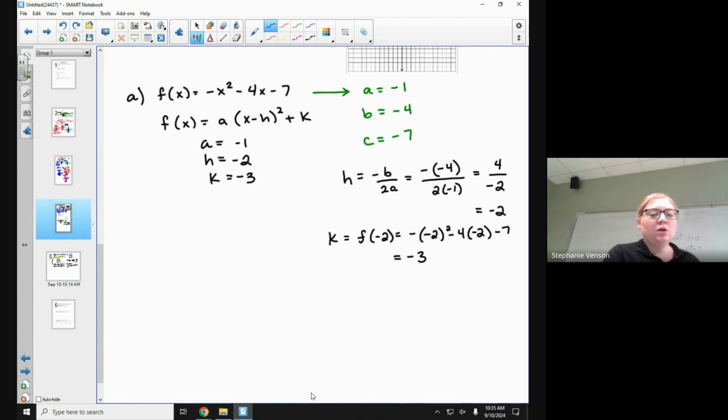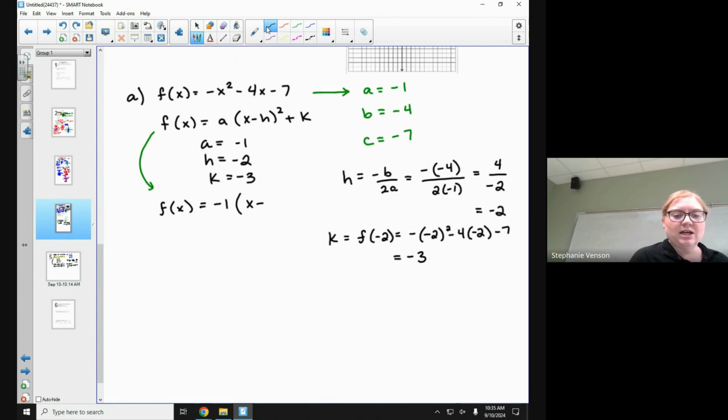So I can now write this in vertex form. Remember, I'm just taking this form and filling in the a, h, and k. So -1, open parentheses, x minus, then h is -2, close parentheses, squared, and then I'll put -3 for k. Now, the -1, the 1 is understood, so you really just need the negative. So your final version would be f of x equals negative (x plus 2) squared minus 3.